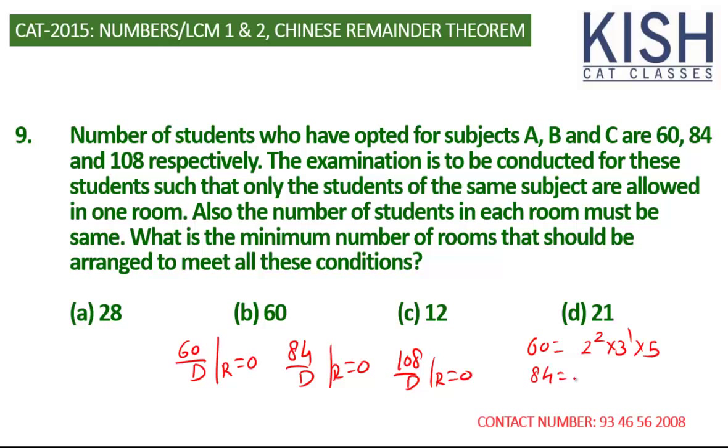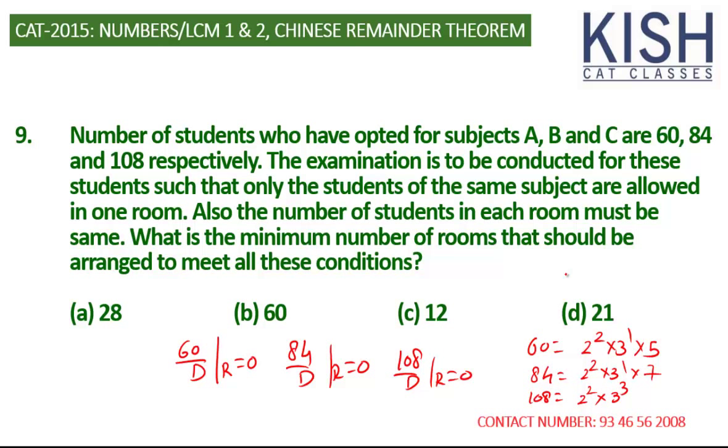84, what can we do? That is 2 square into 3 power 1 into 7. 108, what can we do? That is 2 square into 3 power 3. Yeah. Now what is the HCF here?